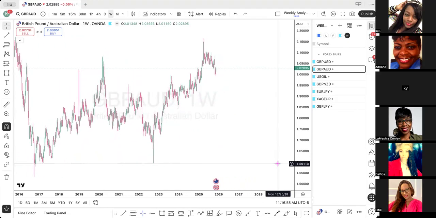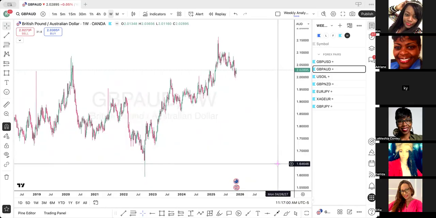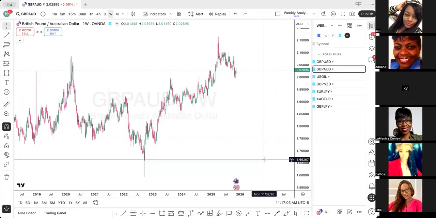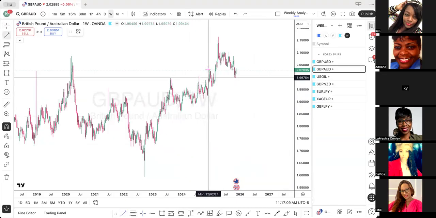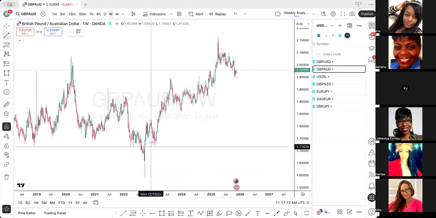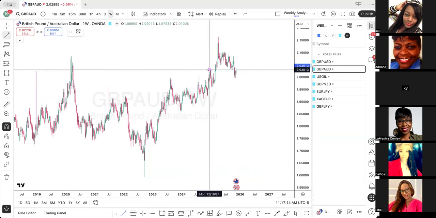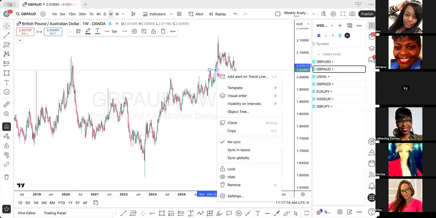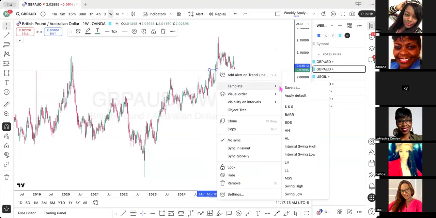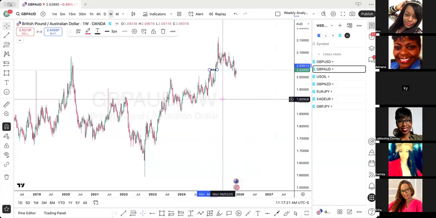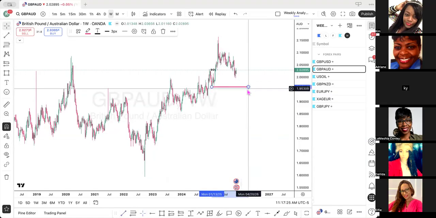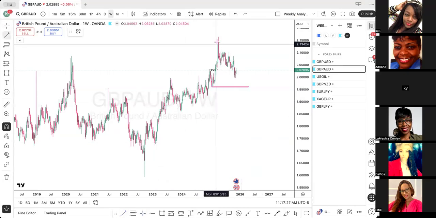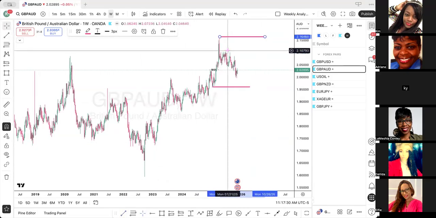So currently we're in this higher time frame structure, but we have a break of structure here. And which makes this my swing low. And this my swing high. Okay.